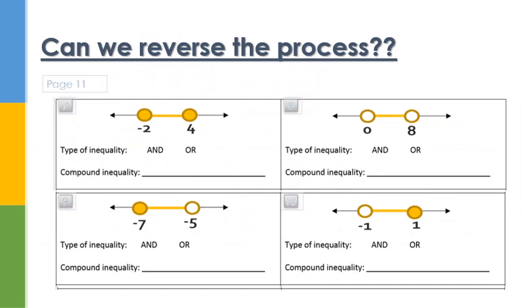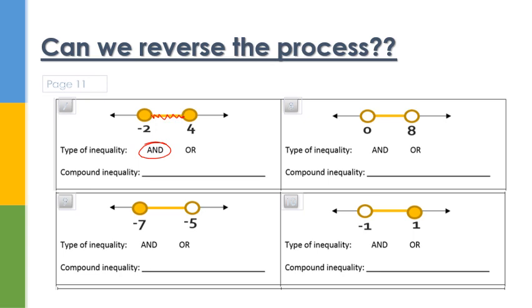Now, what if we were asked to reverse the process? So we look at what we have, and we see if we can write the compound inequality out of what's there. So on here, I see that I have a -2 and a 4, and it's shaded in the middle. This tells me it's got to be an and. Okay, remember, ors are either going to go opposite directions or go one way or the other. This is overlapping the middle, so it's an and.